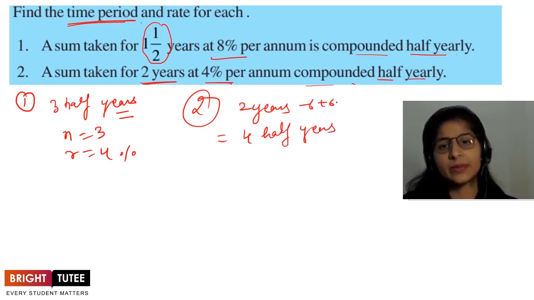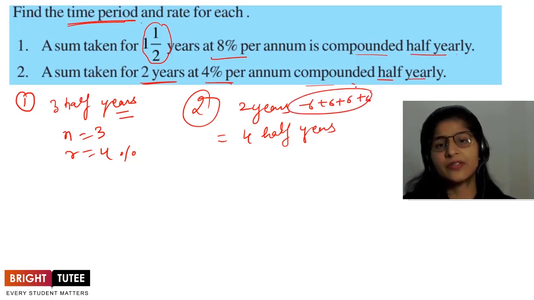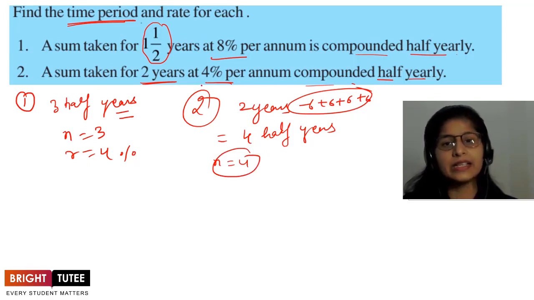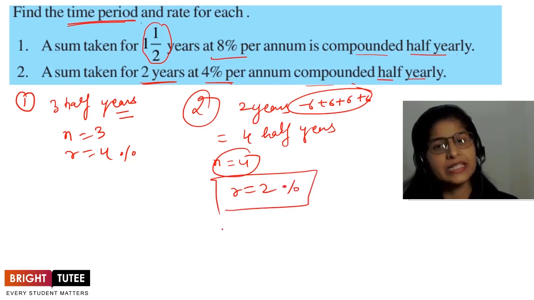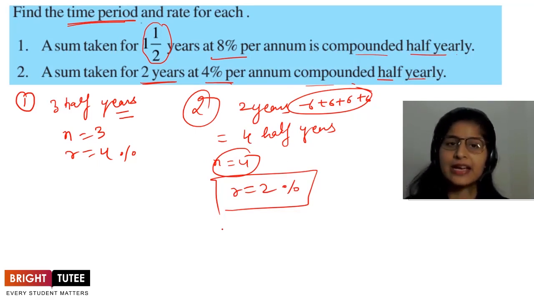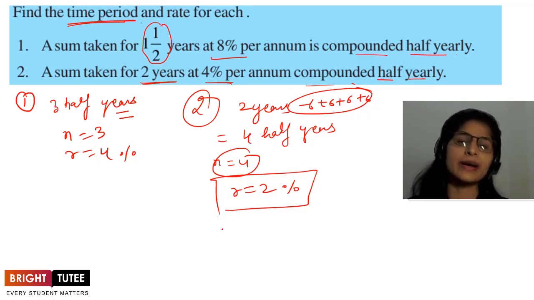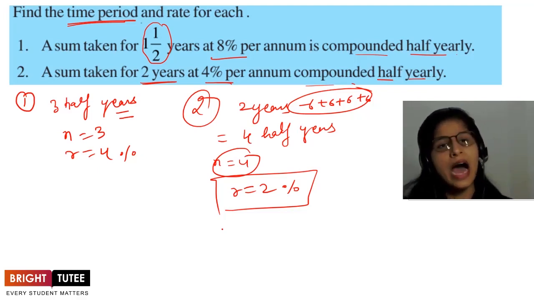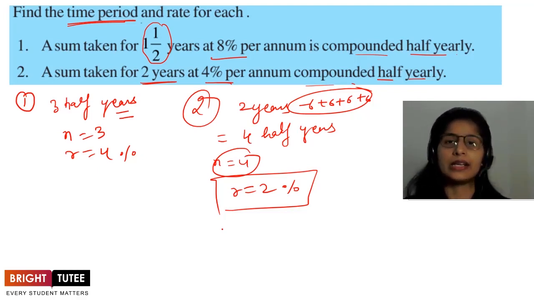6 months plus 6 months plus 6 months plus 6 months. We have 4 half years, right? So time period is n equal to 4. And what is the rate here? Since it is half yearly, the rate will be 2% instead of 4%. Is that clear? Whenever these kinds of statements are given, we take time period and rate like this. I hope this is clear, and we can now attempt questions based on half yearly, quarterly, like this.